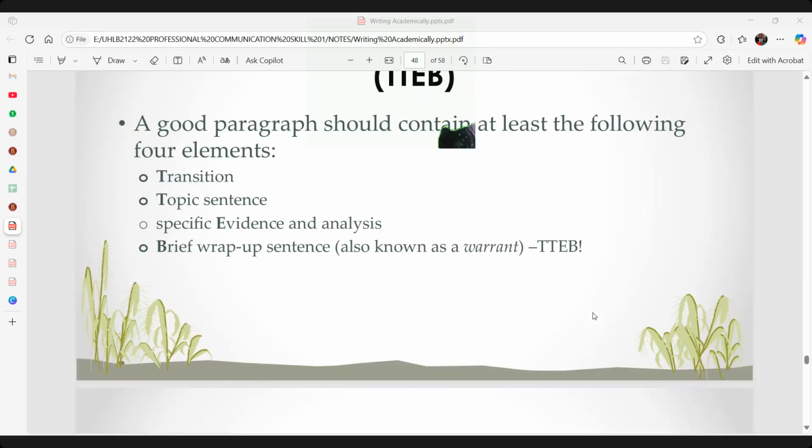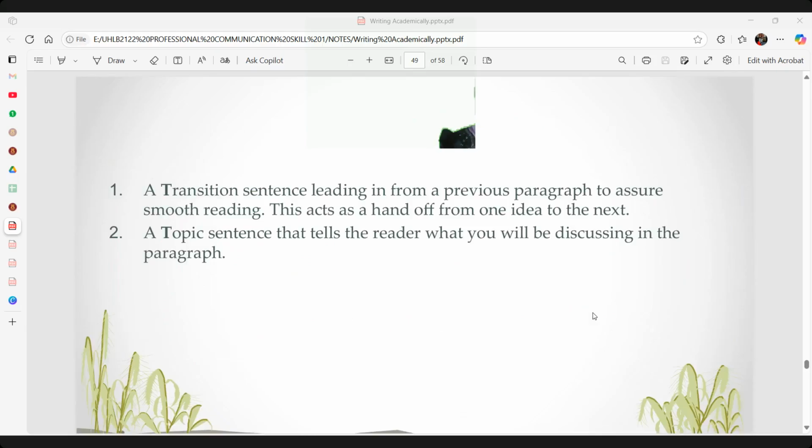However, to reach this is not easy, obviously. Transition means leading in from a previous paragraph to assure smooth reading. This acts as a handoff from one idea to the next idea. Transition means how do you end the current paragraph and shift to a new paragraph, or how do you make the previous paragraph and the current paragraph relevant to one another, connected to one another. So that is transition.